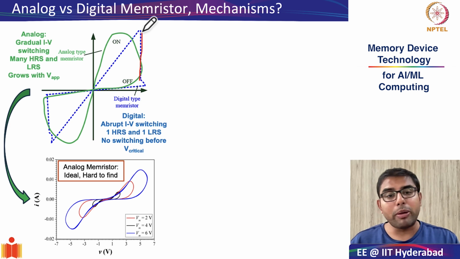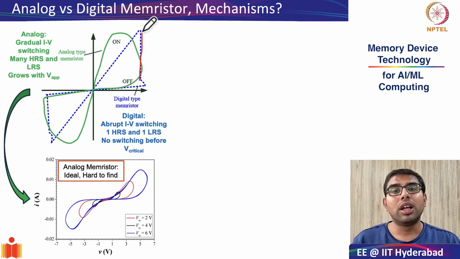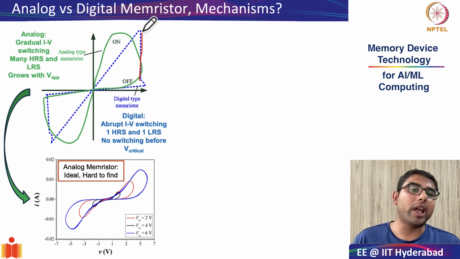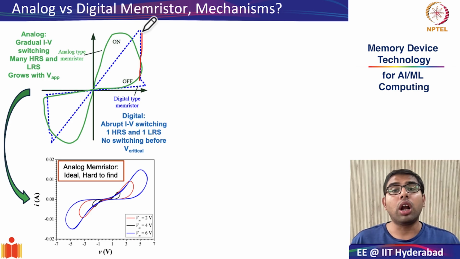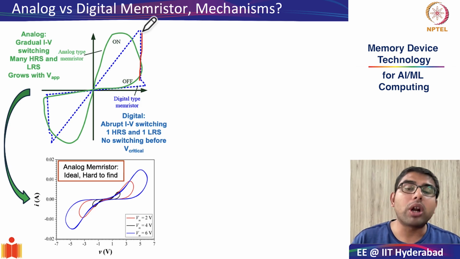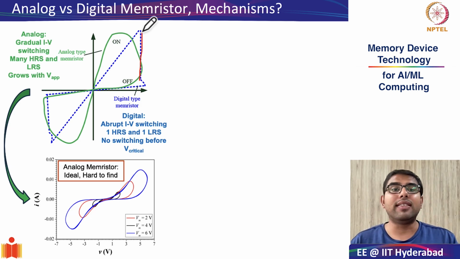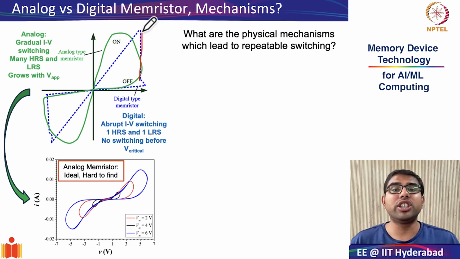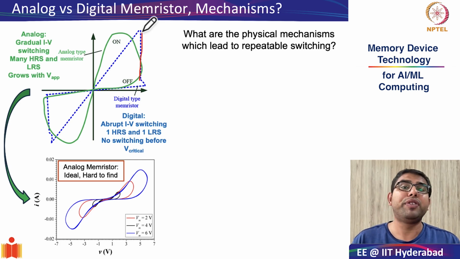Digital memristors are used for two-level memory, for more traditional forms of computing. Analog memristors are used for more analog computing. And we will study more about analog computing in the coming lectures. So, coming back to our original question, what are the physical mechanisms?